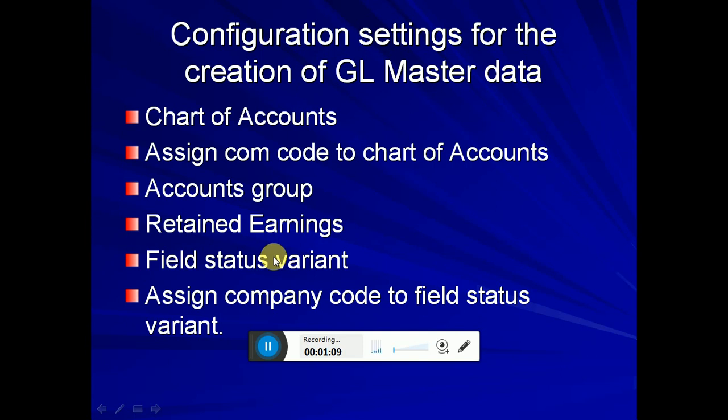With this understanding, we'll go to the SAP system and create them one by one. First we'll create chart of account, and then assign the company code to chart of accounts. Then we'll create account groups, then retained earnings account, field status variant, and then assign the field status variant to company code. Then after that we'll create the GL master data. Now going to the next slide.